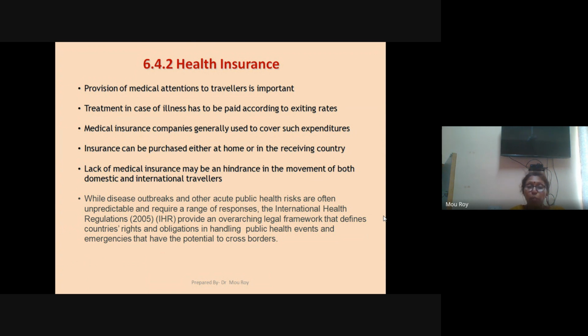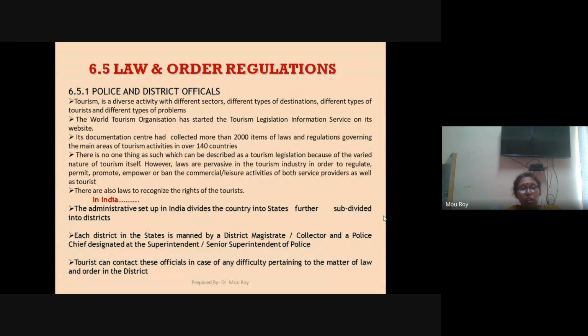Then you have employment laws also. Tourism regulations may include labor laws to protect the rights of workers in the industry, such as fair wages and working conditions. Even students coming here to study, or our students going abroad for study, are bound by this. Also in India, there are laws to recognize the rights of the tourists. Basically, why are these laws framed? These laws are framed to protect and recognize the rights of the tourists. So in India, the administrative setup divides the country into states.